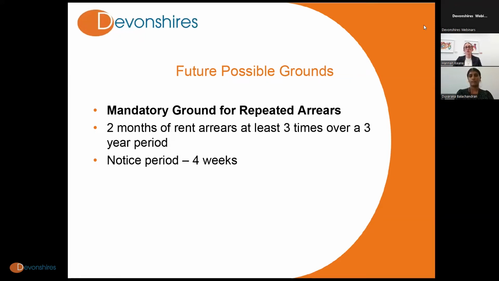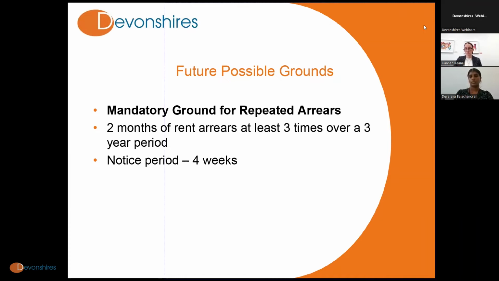And this ground will be based on, or could be used in circumstances where, a tenant is in at least 2 months of rent arrears at least 3 times over a 3-year period. So for instance, if you are constantly serving a NOSP on a tenant who satisfies ground 8, but they persistently clear those arrears before the first possession hearing so that ground 8 falls away, this will effectively fill that void and give you a mandatory ground to rely upon if the tenant is persistently in 2 months of rent arrears across a 3-year period. And the notice period for that mandatory ground will be 4 weeks.